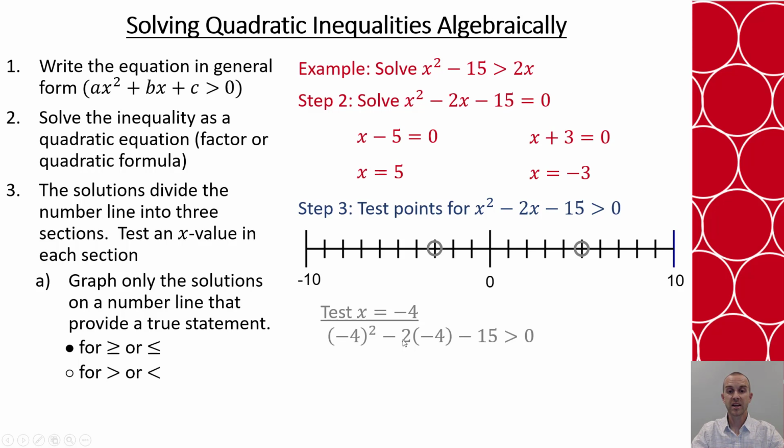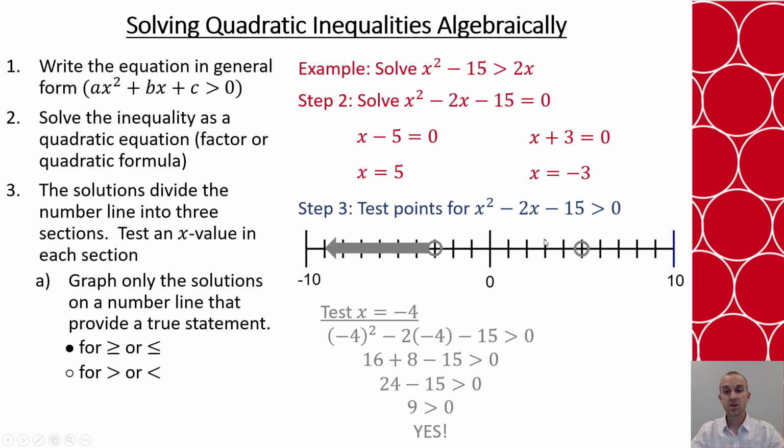-4 squared minus 2 times -4 minus 15 is greater than 0. I simplify that. Then I got 16 plus 8 minus 15. That gives me 24 minus 15 is greater than 0, so 9 is greater than 0. That is true. Since that is true, that means shading will occur to the left of my open circle.